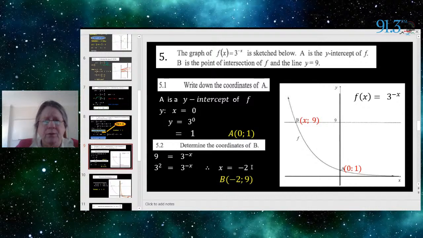So B would be the x value negative 2 and the y value 9. So this is relatively basic, but I trust you guys see that there's a lot of learning and understanding around here. But just study this stuff.